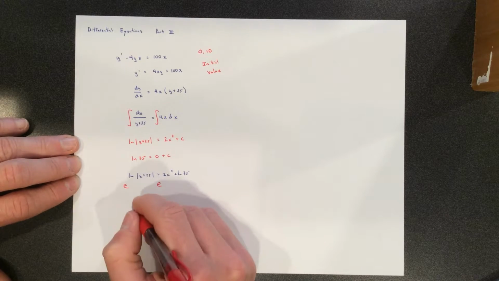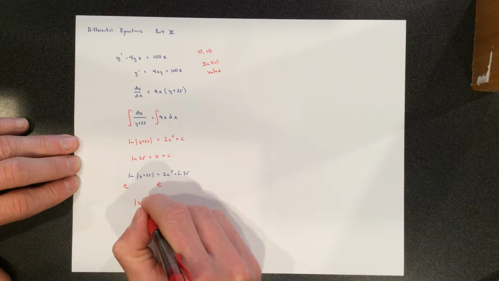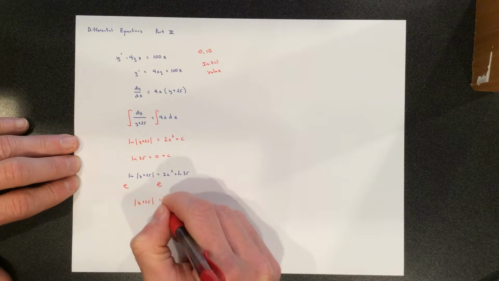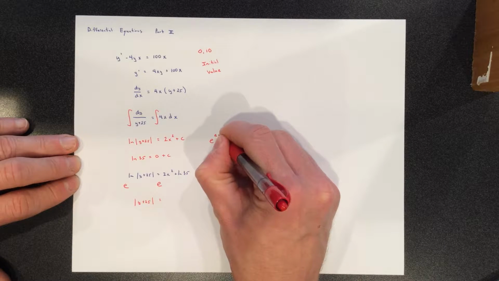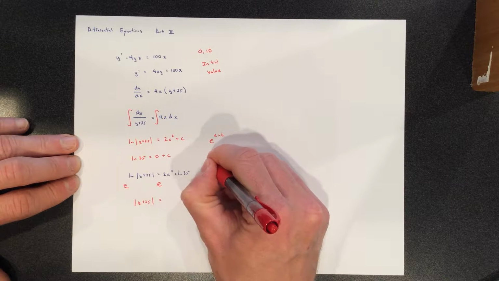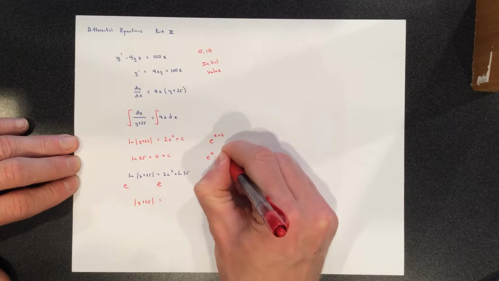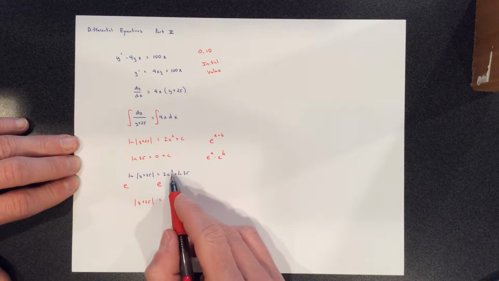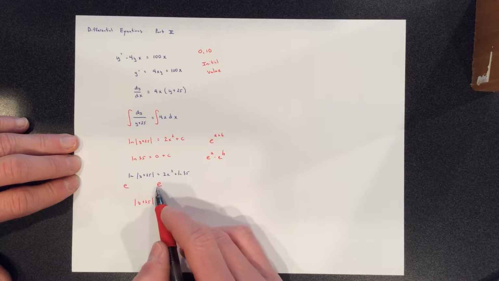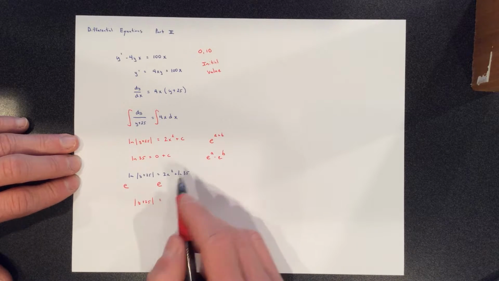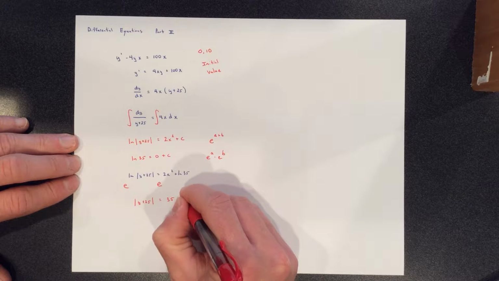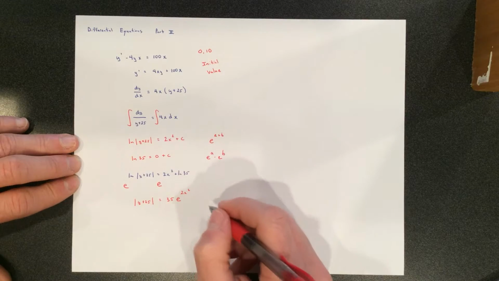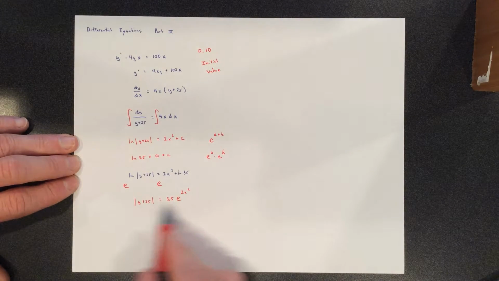And e to the natural log is just going to be this, y plus 25 equals, and e to this, just remember, e to the a plus b is the same thing as e to the a times e to the b. So then e to the 2x squared plus the natural log of 35 is e to the 2x squared times e to the natural log of 35. But e to the natural log of 35 is just 35. So I get 35e to the 2x squared. Review your logarithm rules and exponent rules if I kind of lost you there.